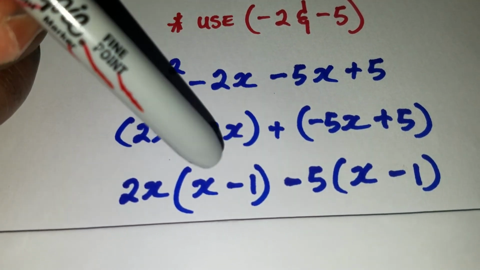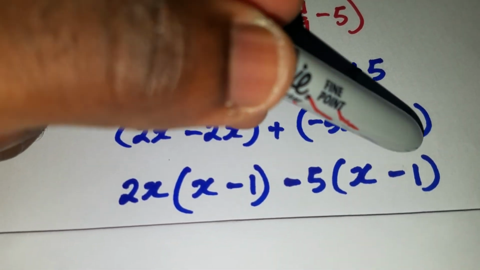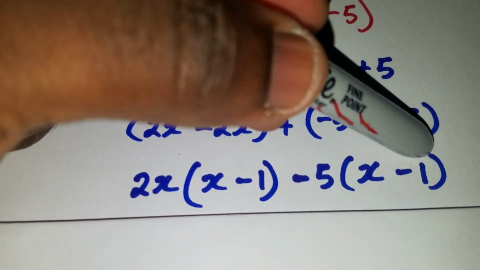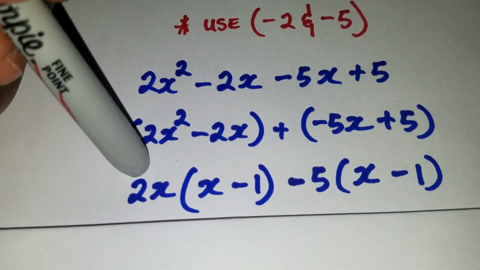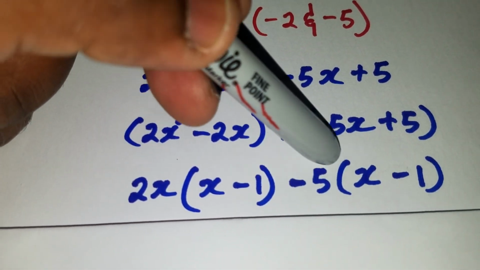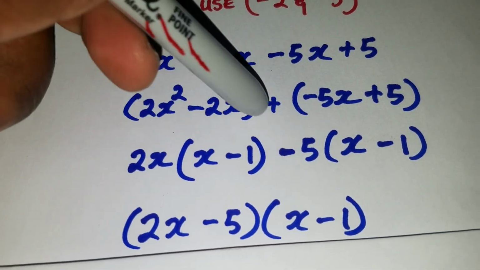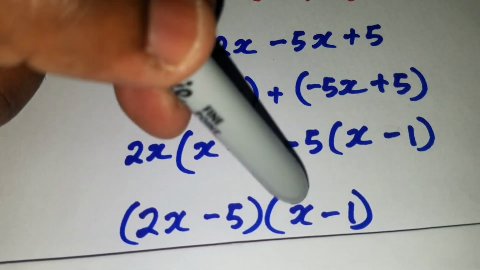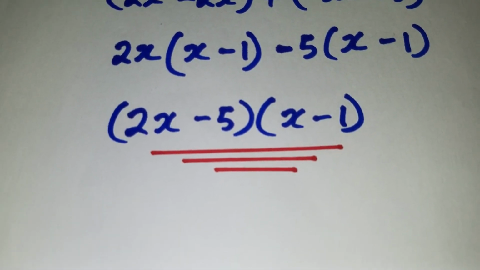Remember that. So therefore, we will be having 2x open bracket x minus 1 minus 5 open bracket x minus 1. So now that we have a common x minus 1 here and a common x minus 1 here, we can then factor out x minus 1 on this side and we'll be left with 2x, minus, factor out x minus 1 on this side and we will be left with minus 5. So it's going to be 2x minus 5 as we see here multiplied by x minus 1. So this would be the complete factorized solution.